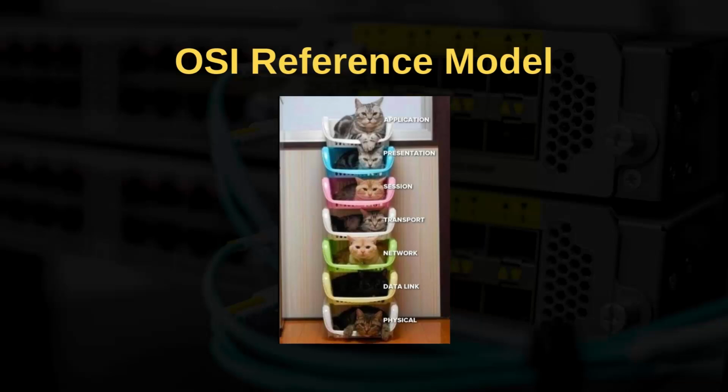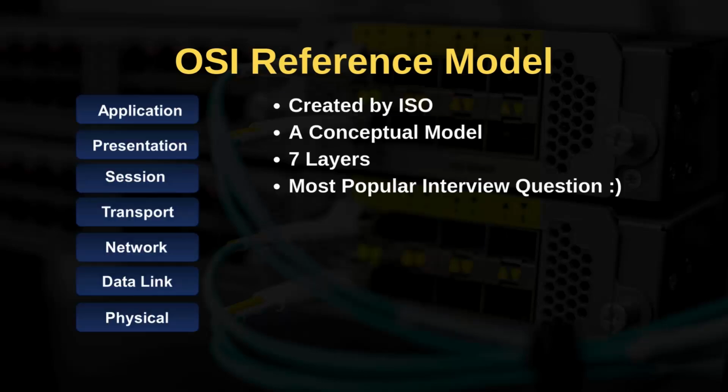The OSI Reference Model was created by ISO, the International Standard Organization, and this is a conceptual model, as I mentioned before, and we have 7 layers. This is a very critical question in your job interviews, especially if you're a new engineer for an entry role. In networking, they will ask you this question a lot. How many layers are there in the OSI Reference Model?